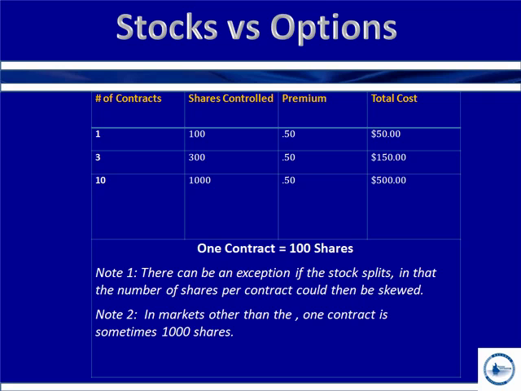So if that happens, check with the broker. The broker will adjust the options and they'll share with you what the actual ratio is on the split and how that affects your option contract.